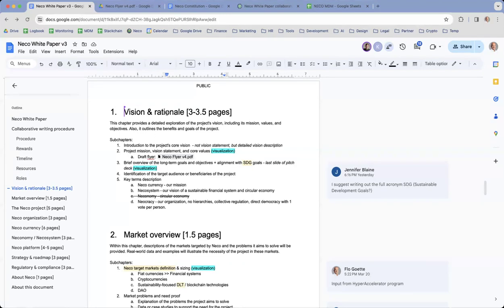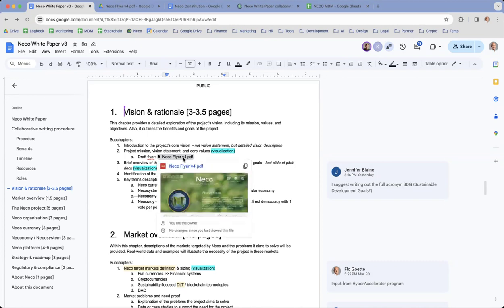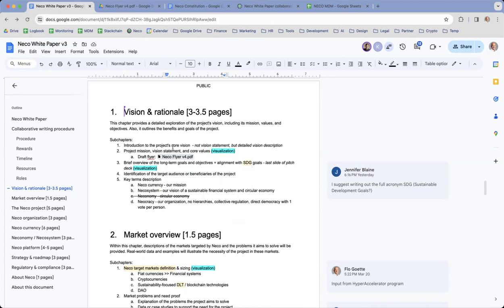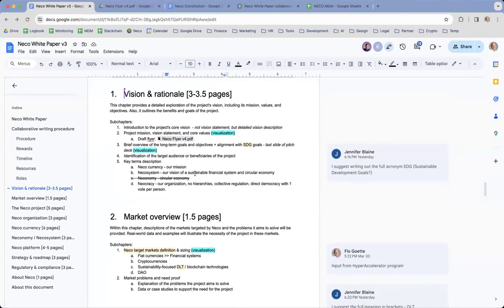So the first chapter will be roughly 3 pages, and is about the vision and the reason for the product. We're going to talk about our mission, vision statement, our values, a lot of the information that you will find in the flyer and in our pitch deck, for example. We're going to talk about goals and objectives and how they align with the sustainable development goals. We talk about the target audience.